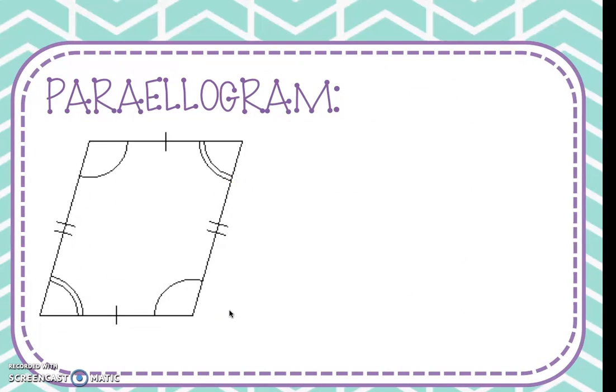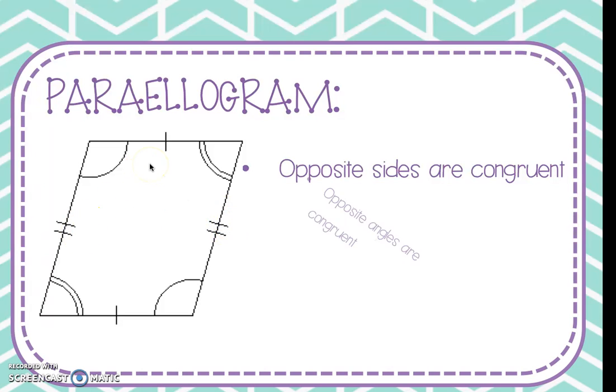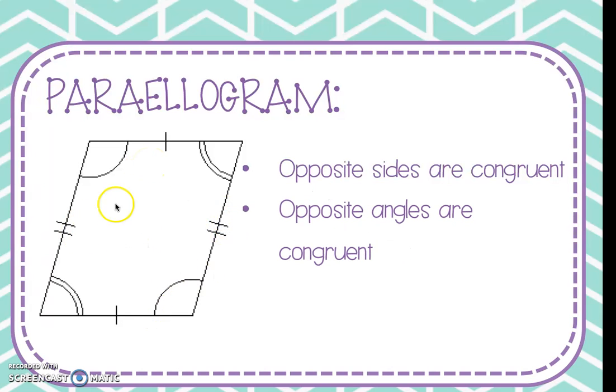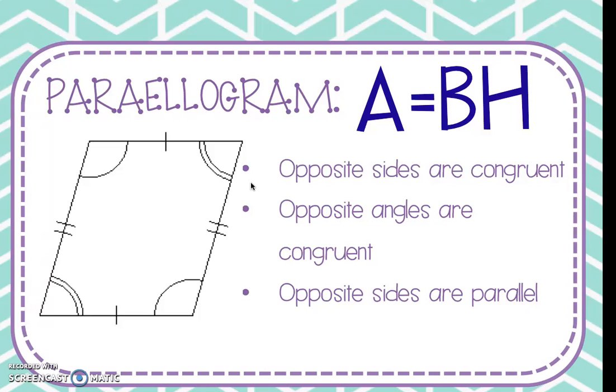A parallelogram is kind of like a rectangle that's been smushed over. Okay, so on a parallelogram, opposite sides are congruent. Opposite angles are congruent. These circles here tell us that this is equal to this, and this one is equal to that one. Okay, and the opposite sides are parallel. So they're running in opposite directions. The area formula for a parallelogram is area equals base times height. So you're still looking for the base and then the height that is perpendicular to the base.